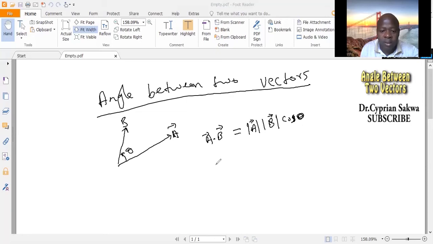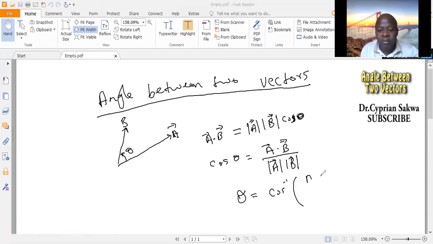So you can see that cos theta can be made the subject to be A dot B over the product of the magnitudes. And of course, theta can be obtained as cos inverse of this. So theta becomes cos inverse of A dot B over the product of these magnitudes. This way we will have obtained the angle between two vectors.